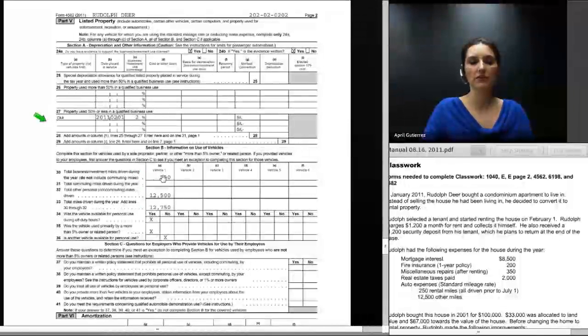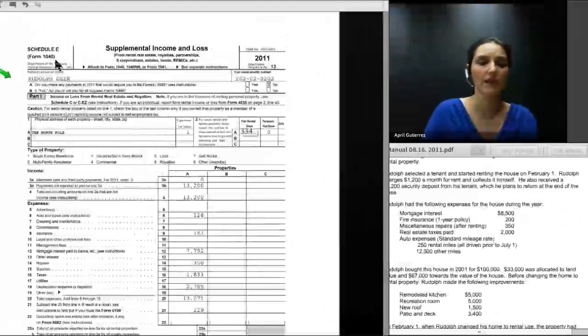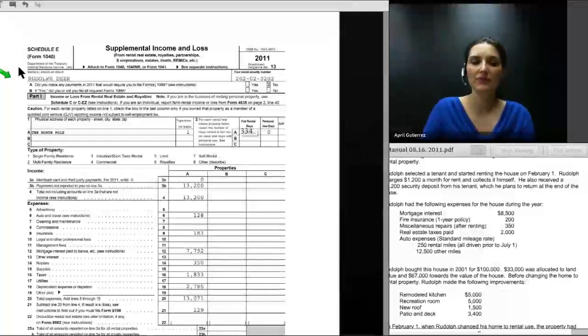We enter the total business miles driven during the year, all other miles driven for the year, and answer a few questions. We didn't really give you enough information to know what we wanted you to say here. In the case of a real client, you would interview them, and of course you'd fill in those and not leave them blank. And here is Rudolph's Schedule E.